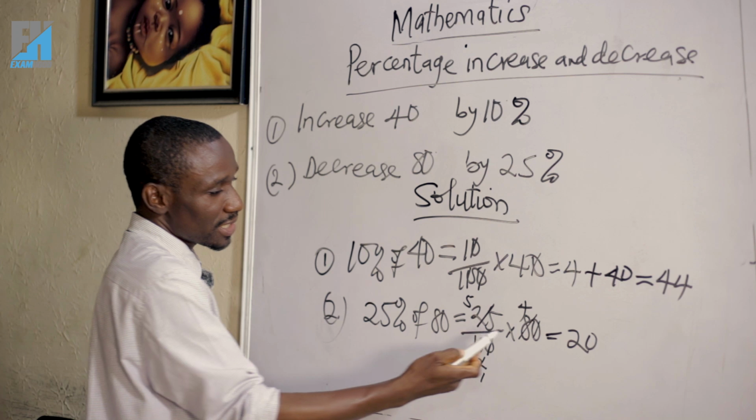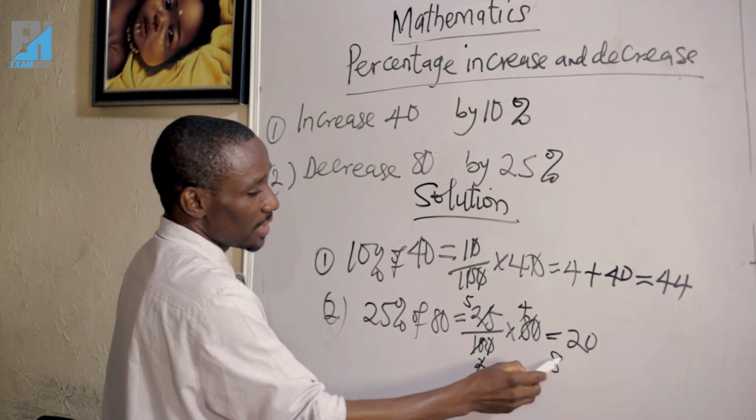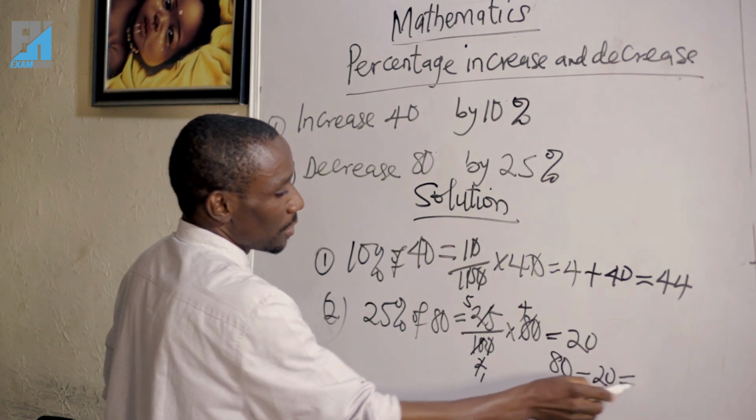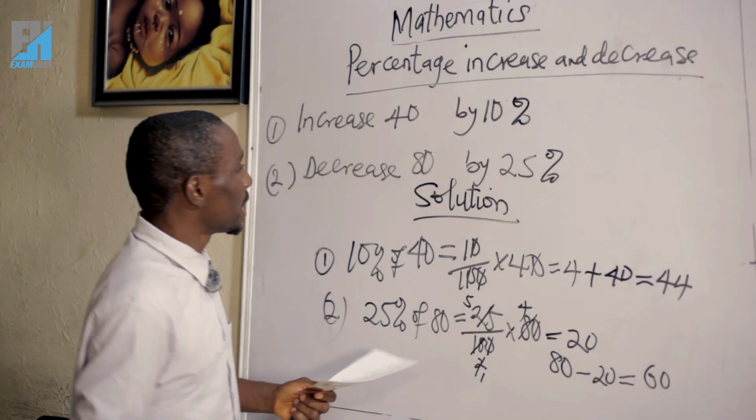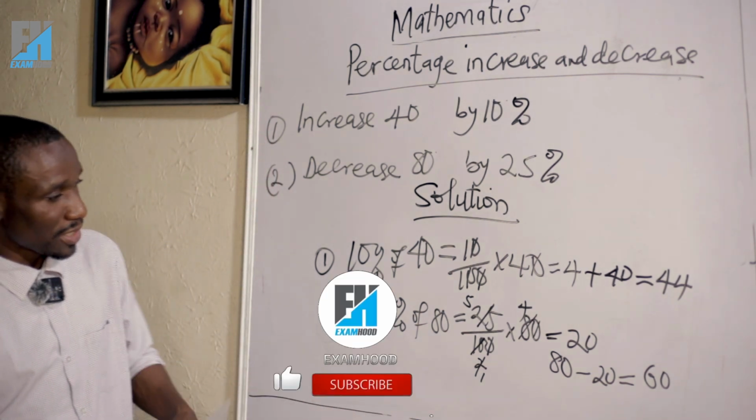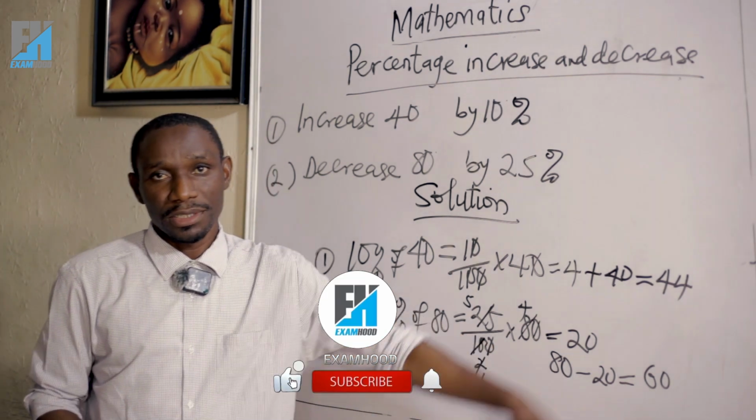So we are going to subtract that 20 from 80, and that will give you what? 60. So by the time you decrease 80 by 25%, the answer will be what? 60. Very simple and straightforward.